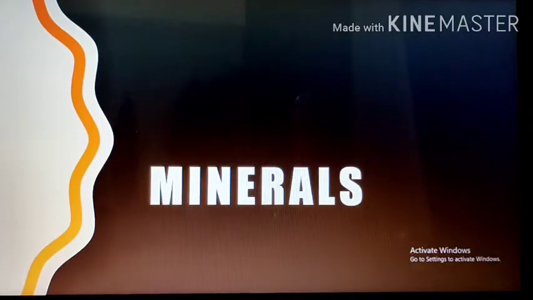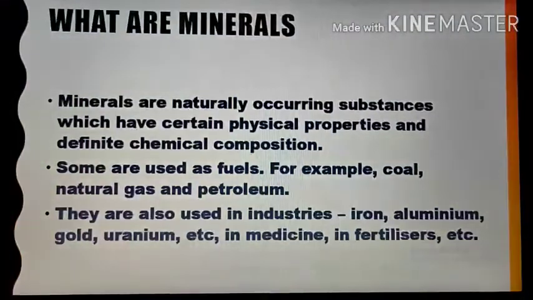Talking about minerals and their uses and their importance, as I told you earlier also, minerals are naturally occurring substances which have certain physical properties and definite chemical composition. Now, some of the minerals are used as fuels, like coal, natural gas, and petroleum. They are perfect examples of the fuels which are used by us. And if we talk about various minerals which are used in industries, then iron, uranium, gold, etc. are used in various industries.